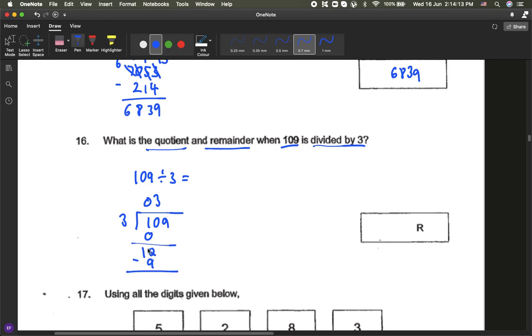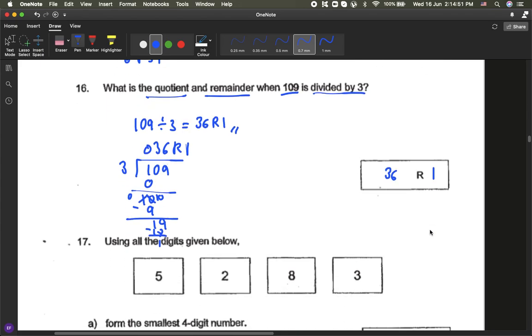This becomes 10 minus 9, so 1. Bring down 9, so 19. The closest multiple to 19 that 3 can get is 18. So that's 36. Sorry, that's 18 here. And we are left with 1. So the remainder is 1. So our quotient is 36, and we have the remainder of 1. 36, remainder 1. That's the answer.